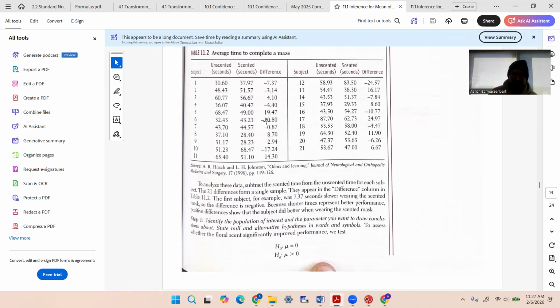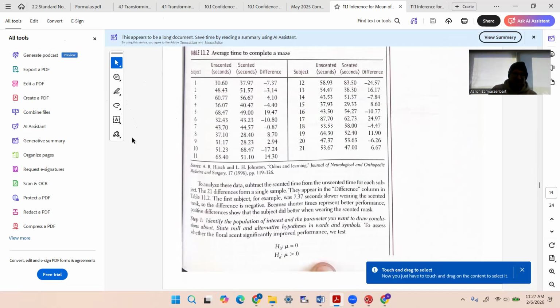The population of interest is people's ability to learn, it's people in general. What we're interested in is, does having a floral scent significantly help people perform better on a maze test? We would probably want to generalize this to everything, but it's important that in our test results we only conclude what we actually tested.